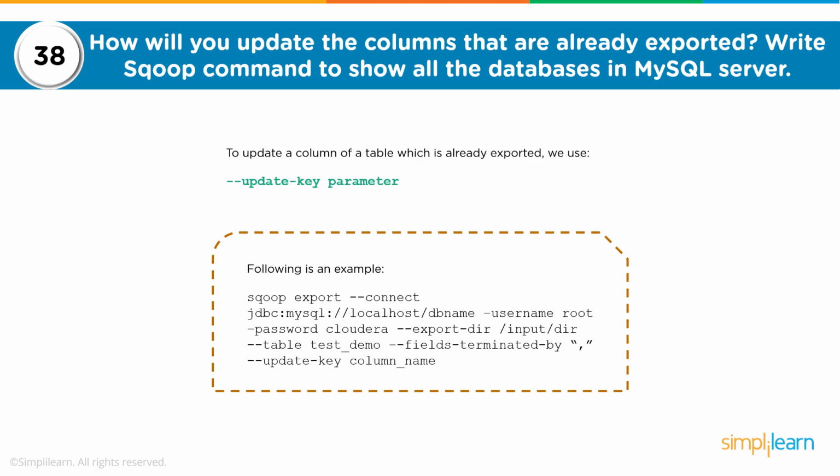Now, how do you update the columns that are already exported? If I do an export and put my data in the RDBMS, can I really update the columns that are already exported? Yes, I can, using the update key parameter. So the Sqoop export command remains the same. The only thing I will have to specify now is the table name, your fields terminated by if you have a specific delimiter, and then you can say update key and then the column name. So this allows us to update the columns that are already exported in the RDBMS.